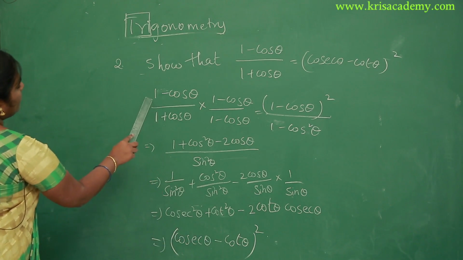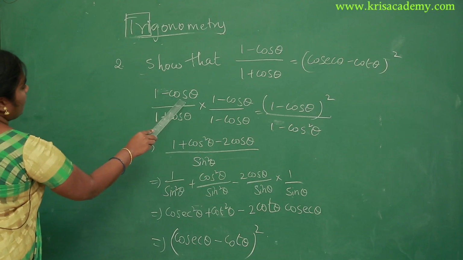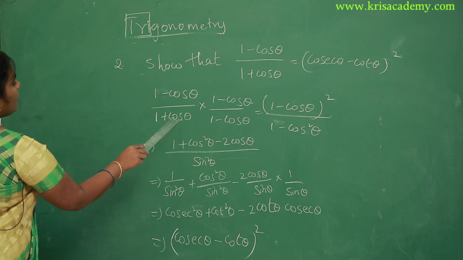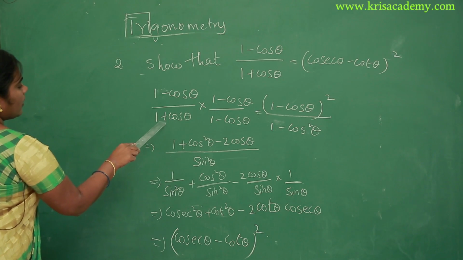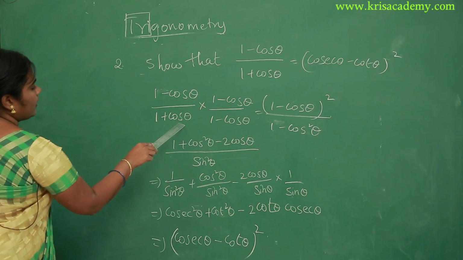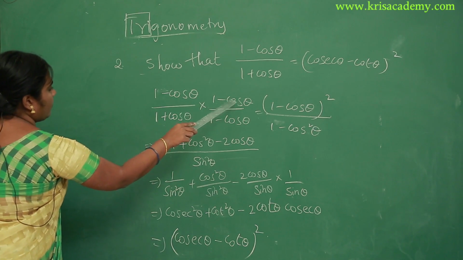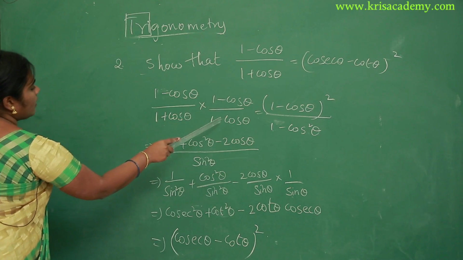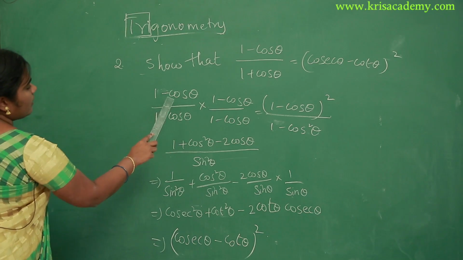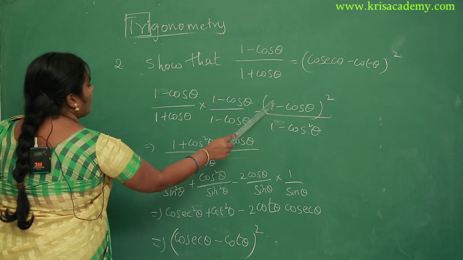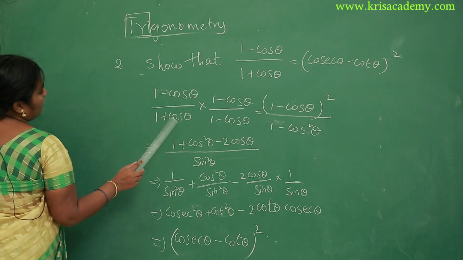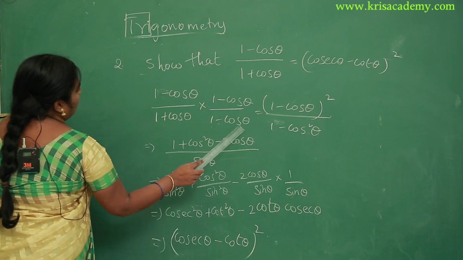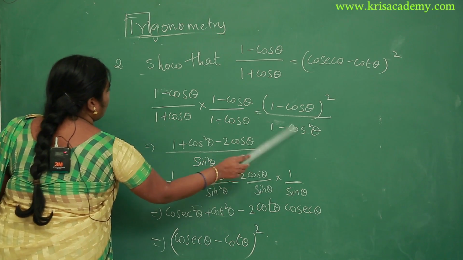So once again, listen, your question is (1 minus cos theta) by (1 plus cos theta). We have to multiply by the rationalizing factor. For 1 plus cos theta, the rationalizing factor is 1 minus cos theta. Multiply both numerator and denominator. Numerator is (a minus b) whole square, so (1 minus cos theta) whole square. Denominator is (a plus b) into (a minus b), so 1 minus cos square theta.